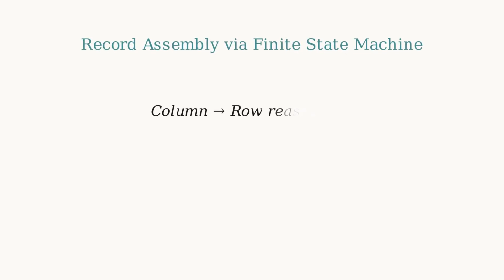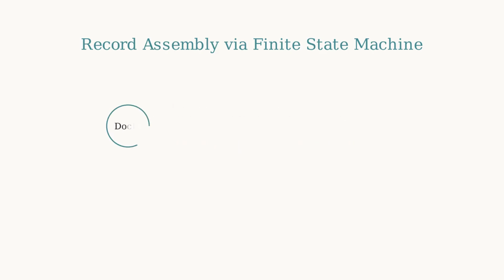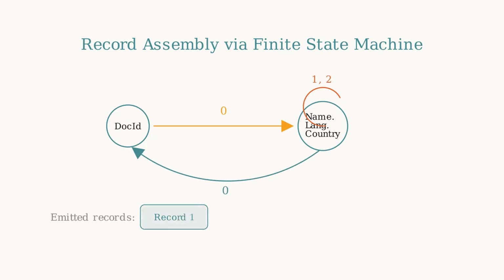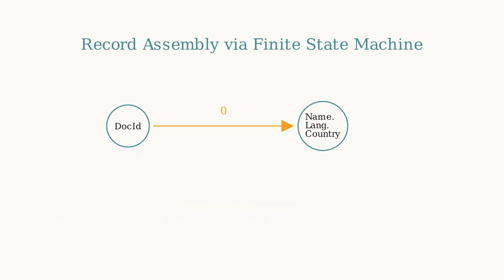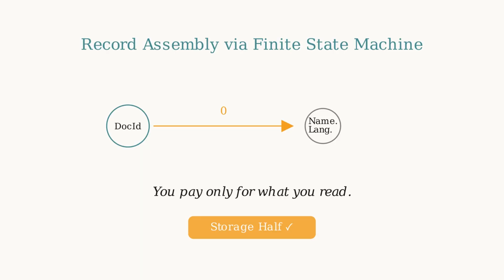To reassemble records from columns, say, for a downstream tool that expects rows, Dremel builds a finite state machine. Each state is a field reader. Each transition is labeled with a repetition level. As values stream in, the machine walks itself through the record structure, emitting the original nested shape. If you only asked for 2 fields, the machine is smaller and faster. You pay only for what you read. That's the storage half. Now the execution half.